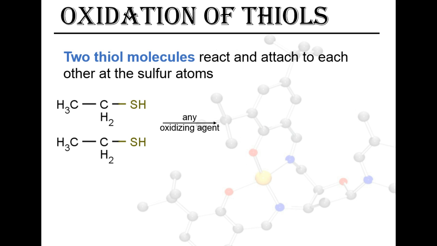Let's take a look at the reactions of thiols. The first one is oxidation of thiols. We have 2 thiol molecules that react and attach to each other at the sulfur atoms. So there are our 2 sulfur atoms, otherwise known as thiols right now. And we're going to add any oxidizing agent to that.